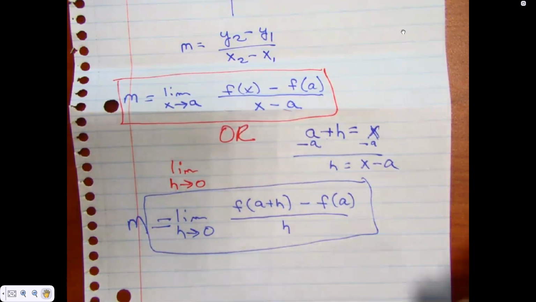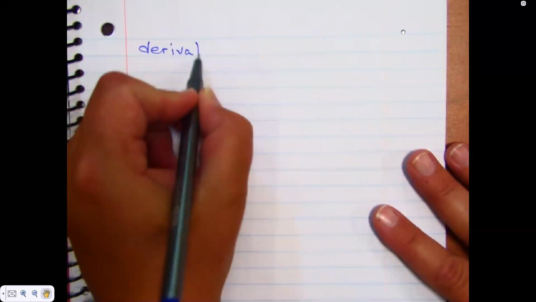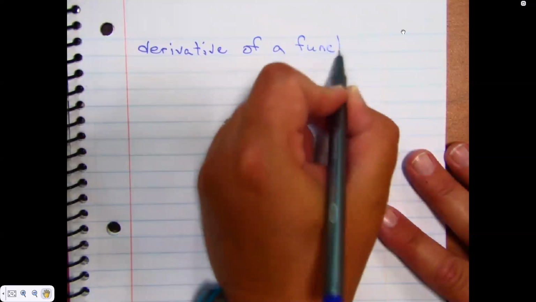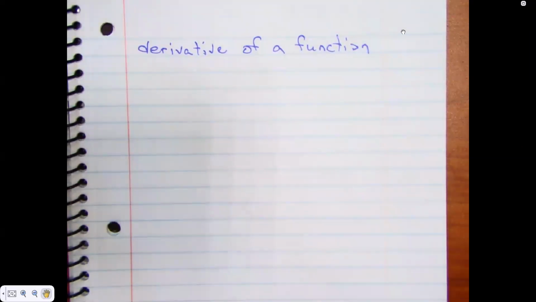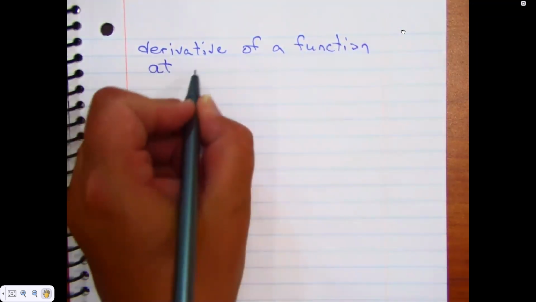Okay, so now let's rewrite it one more time. Let's label it too. I think that'll be good. So I wrote the derivative of a function. Pause for a second. The derivative of a function. This is kind of important, so it will be good to write the derivative of a function at a, because we have to decide where we want the slope at. So the derivative of a function at a.